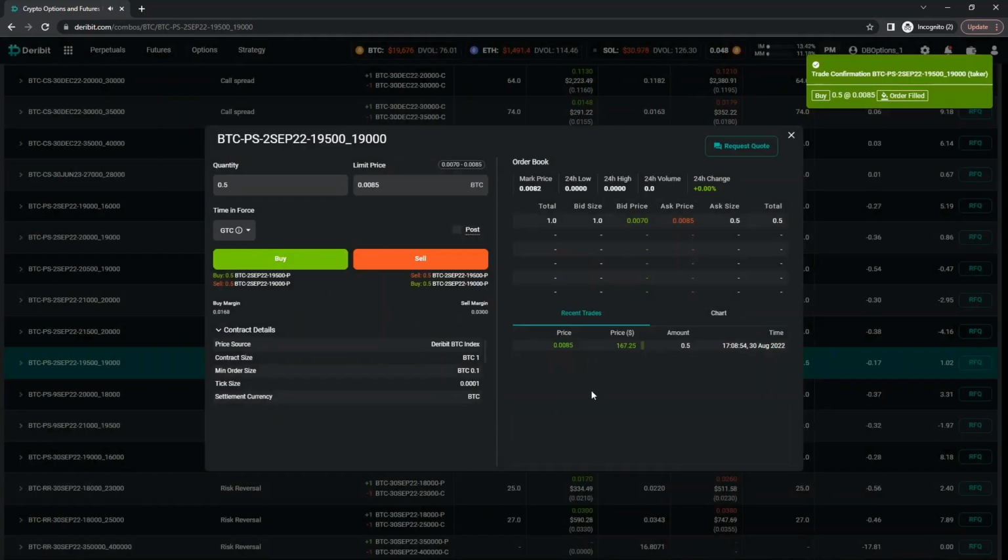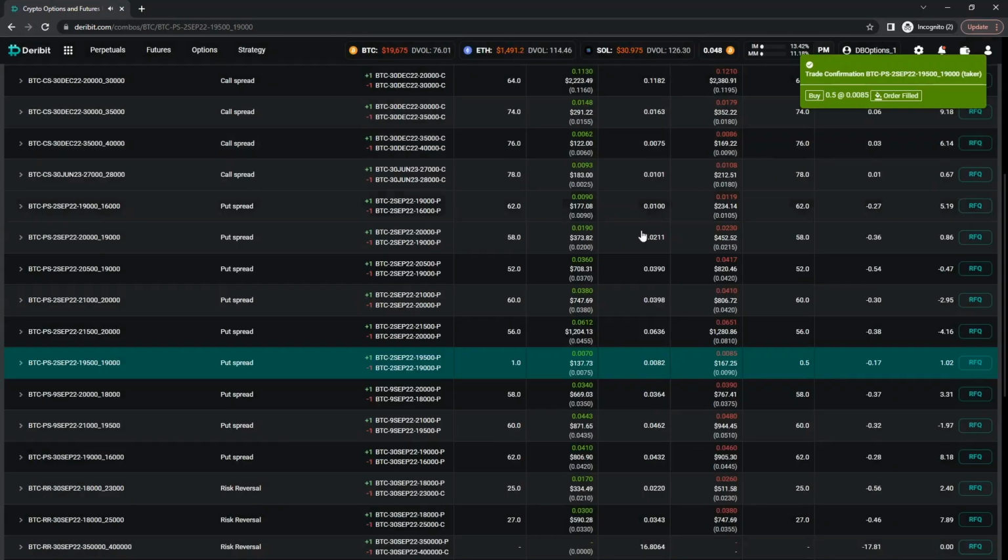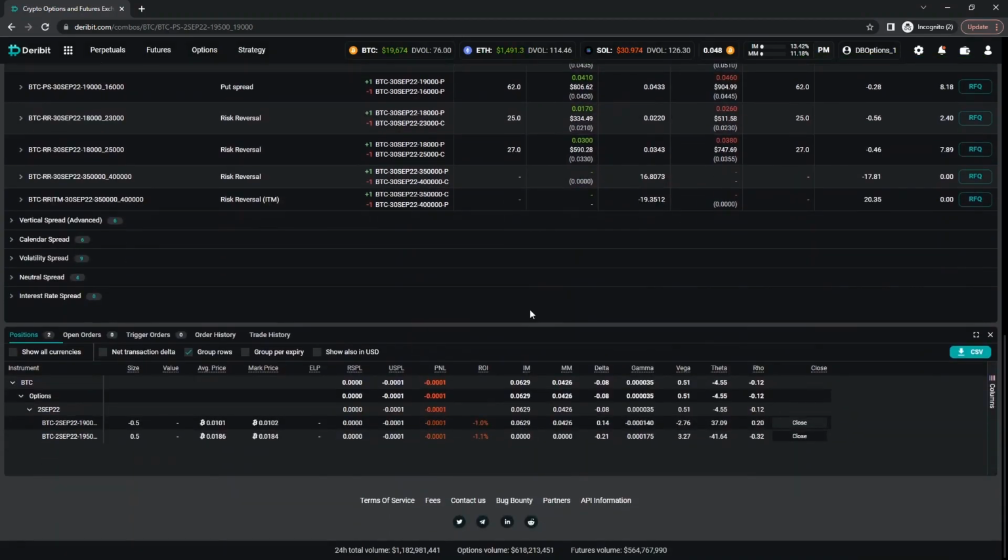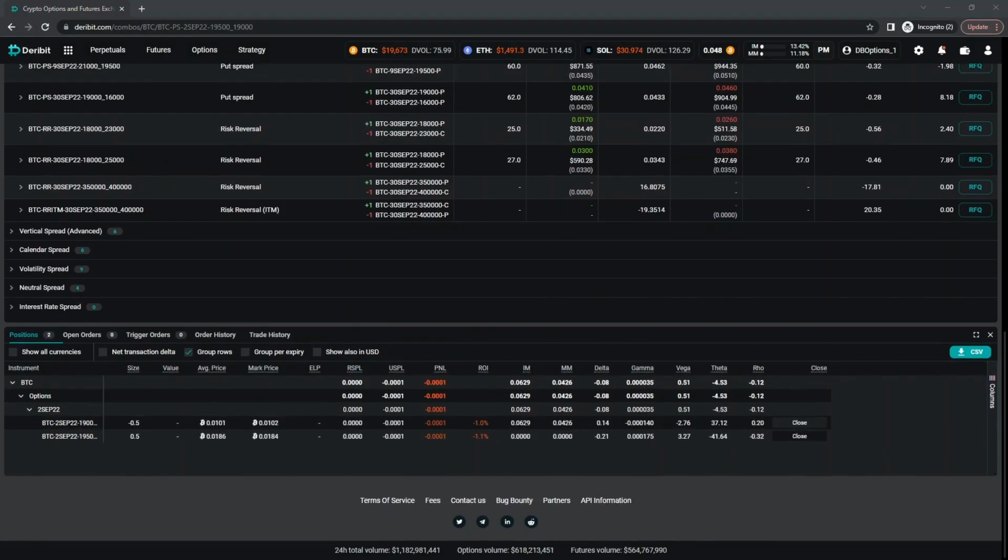Once our order to buy this spread with a quantity of 0.5 has been filled, we can see our position in the position table at the bottom of the page. Even though we executed the spread as a single combo order, the two separate options are listed separately in our account. We are still free to trade each leg individually if we choose to. For this example though, we will hold both legs to expiry.